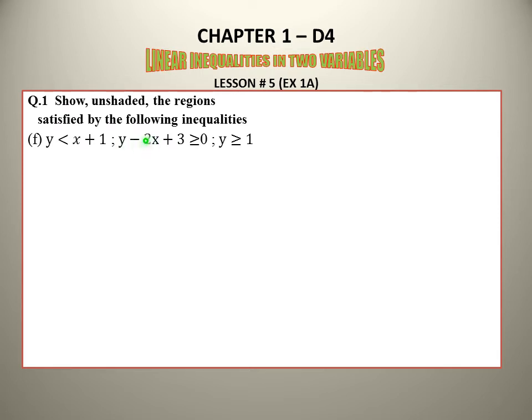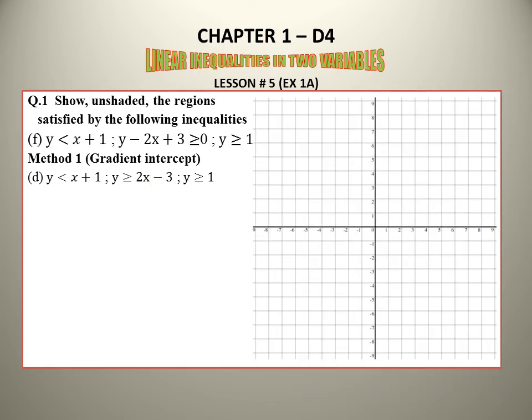Y is greater than or equal to, we will transfer minus 2x on this side, which will become plus 2x, and plus 3 on this side, which will become minus 3, like this. Y is less than x plus 1, y is greater than or equal to 2x minus 3, and y is greater than or equal to 1. Now we will plot the graph of these inequalities by using method 1.